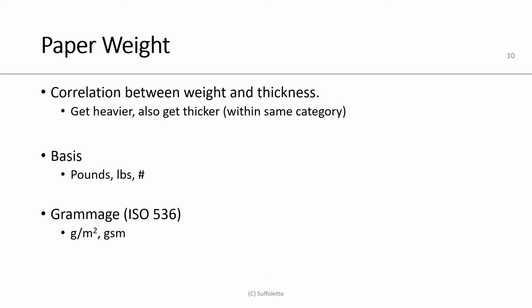Finally, the last topic we want to discuss is paper weight. Normally, there's a correlation between the weight of the paper and its thickness. As the paper gets heavier, it also gets thicker. Vice versa, as the paper gets thicker, it also gets heavier. That's within the same category. So we have two ways of specifying paper weight. We can use the American system, which is basis weight, which is in pounds, or we can use the metric system called grammage, which is ISO 536.